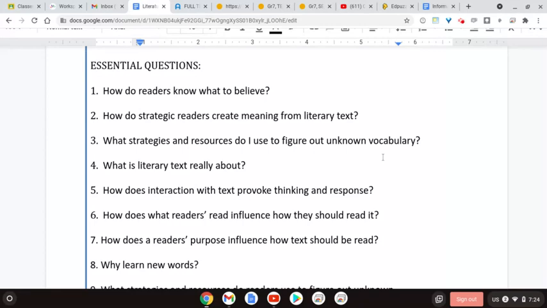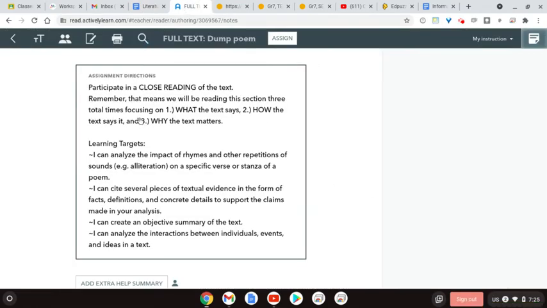Good morning. Today we are looking at the following essential questions as we begin close reading a poem, a literary piece of text. We're going to look at number 4, what is literary text really about? And number 5, how does interaction with text provoke thinking and response? For this particular poem, we're going to close read it for what the text says, how the text says it, and why the text matters.